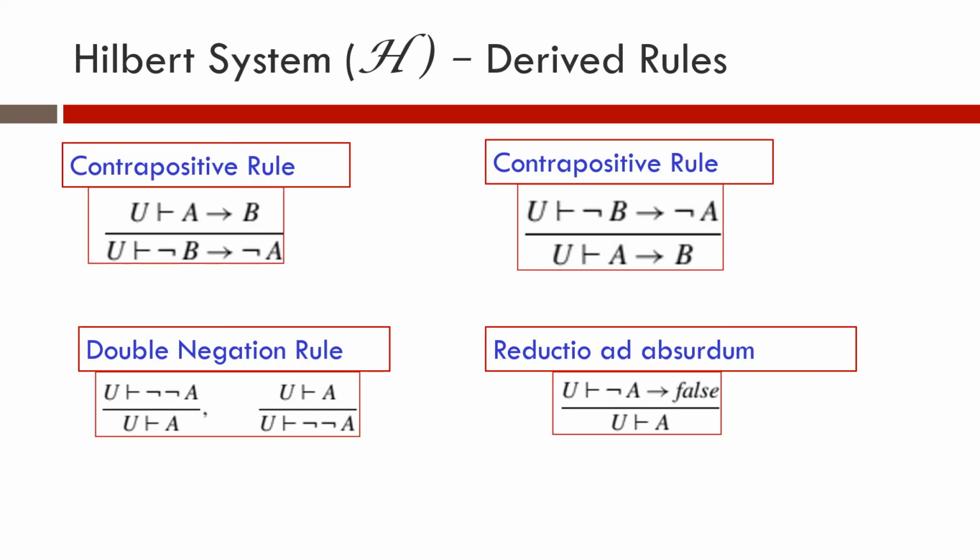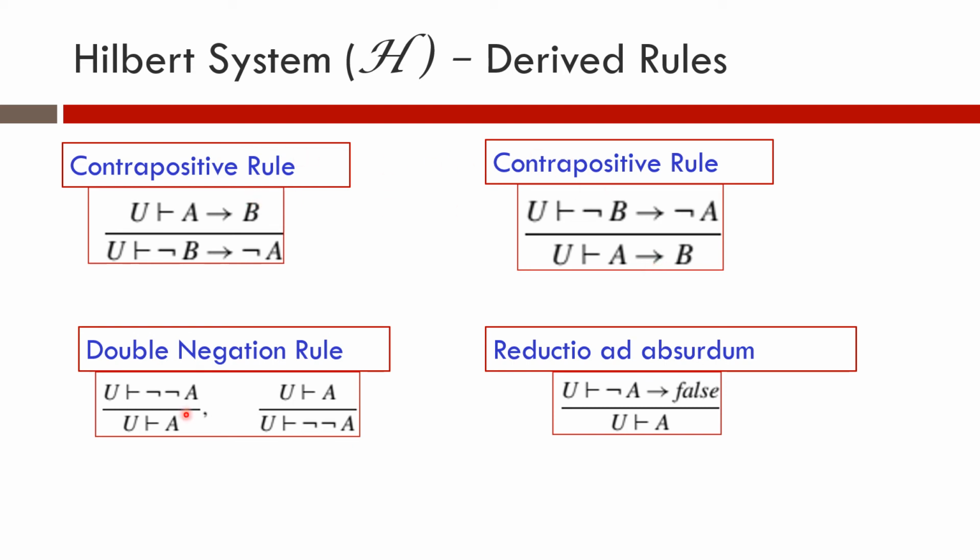Now, some common derived rules in the Hilbert system. Contrapositive rule. We have two contrapositive rules. First one is, given that A implies B is provable, we can prove negation B implies negation A. The second one is just the reverse. Negation B implies negation A is provable means we can infer that A implies B is provable. So these two are contrapositive rules.